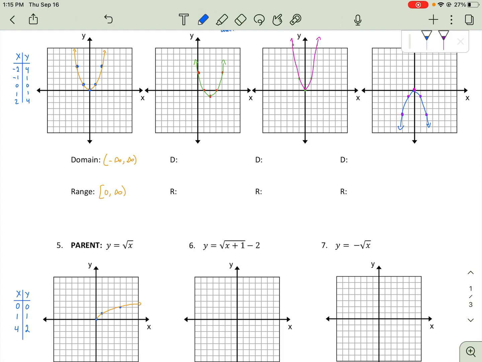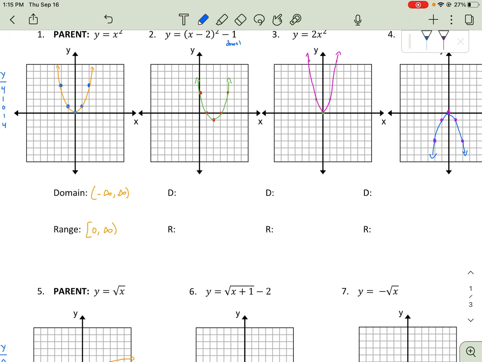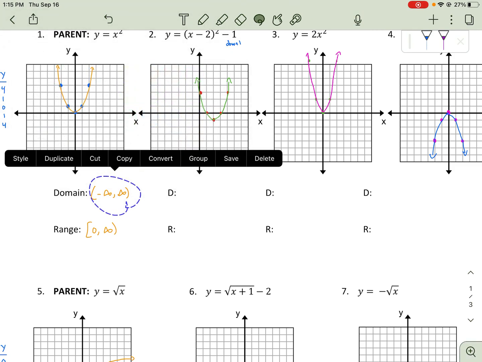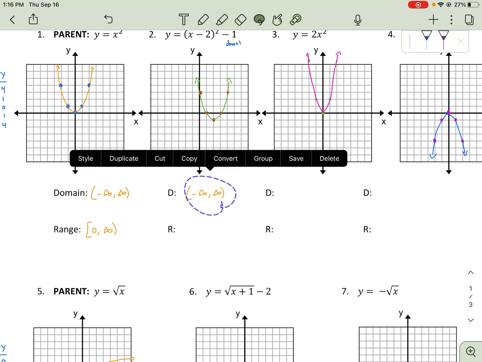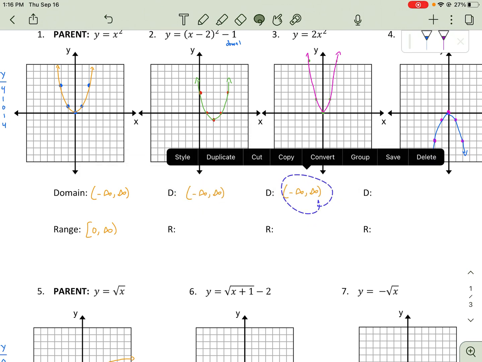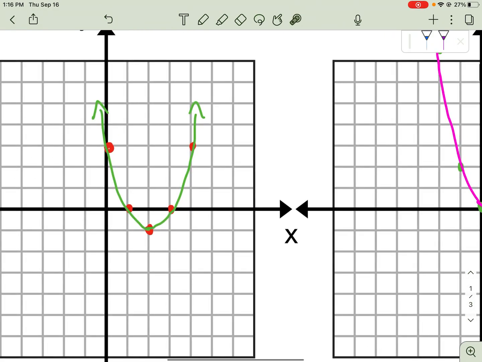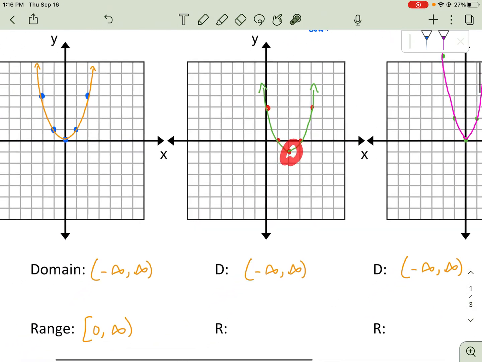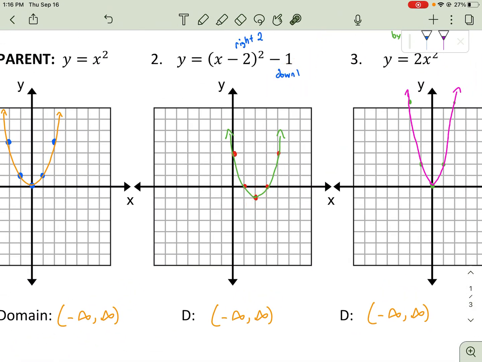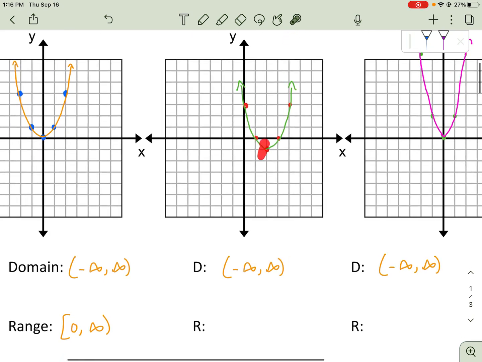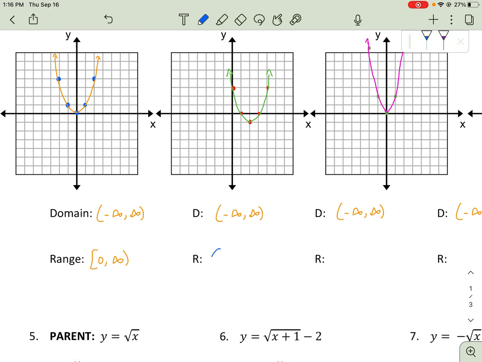Okay, domain. It doesn't change for this. It's -infinity to infinity for all of them. Copy, paste. All right, so our domain is the same for all of them. Our range does change, though, because now this graph went lower than the first graph, because remember we shifted it down. So our range starts at -1 and goes up forever. So our range now is -1 to infinity.